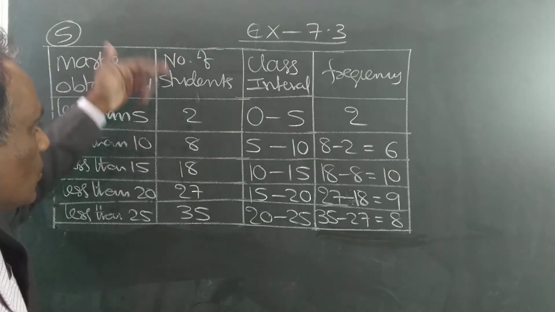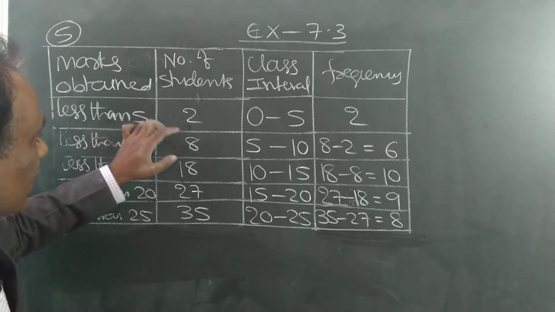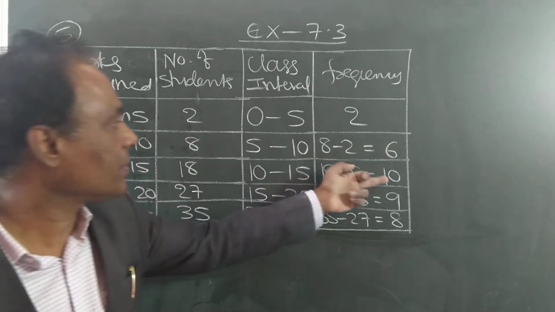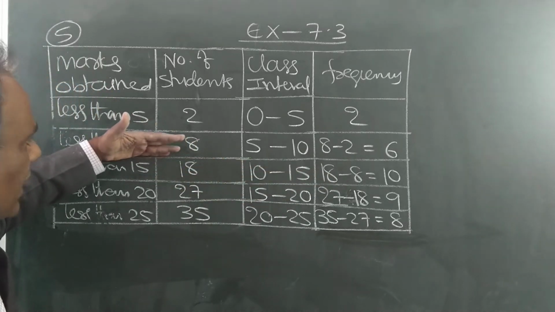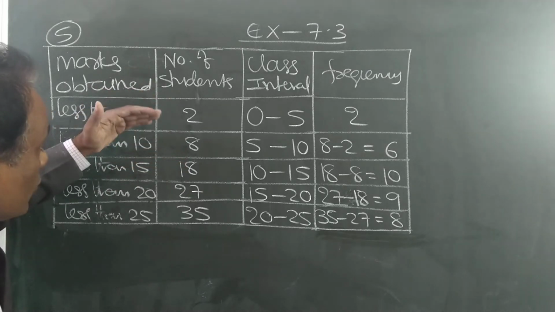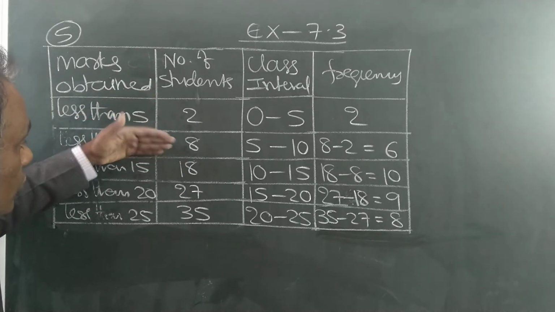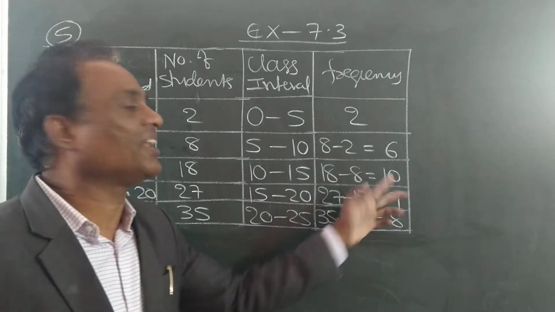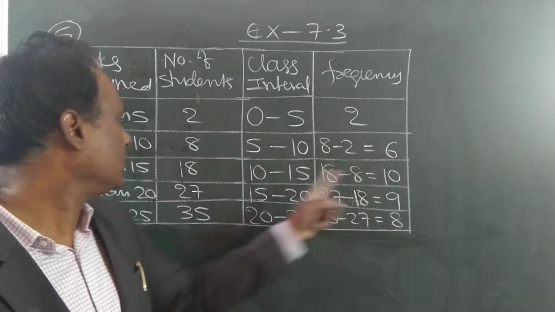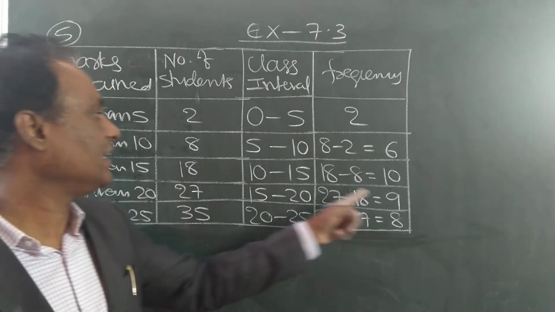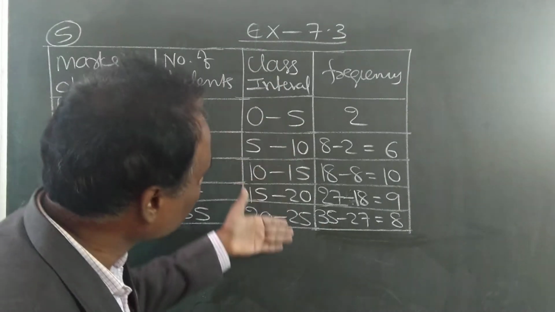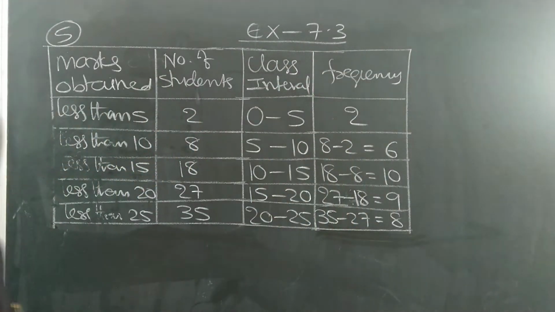So we have to remove 2, and this range will be 8 minus 2, 6 students. This range will be 18 minus 8, 10, because up to 10, 8 students are already counted. Up to 15 there are 18 students, so if you remove those up to 10 marks, the 10 to 15 range will be 10 only. 8 minus 2, 6. 18 minus 8, 10. 27 minus 18, 9. 35 minus 27, 8. Over. Class interval is prepared. Frequency also prepared.